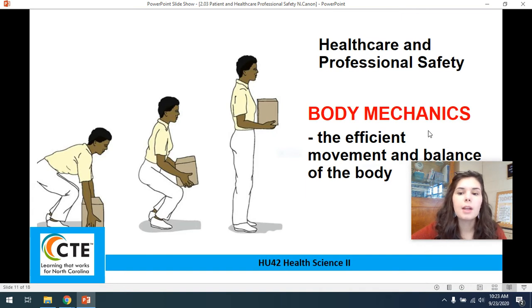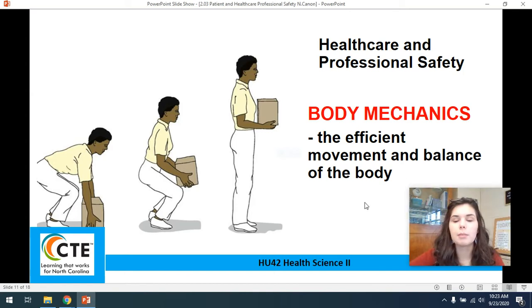When we're talking about body mechanics, we're really talking about how we can efficiently move and balance the body. If you were in class right now, we would have a body mechanics skill where you have to demonstrate how to pick up a really heavy object and move it. There are different things to keep in mind when we're moving heavy objects in order to keep our bodies safe.